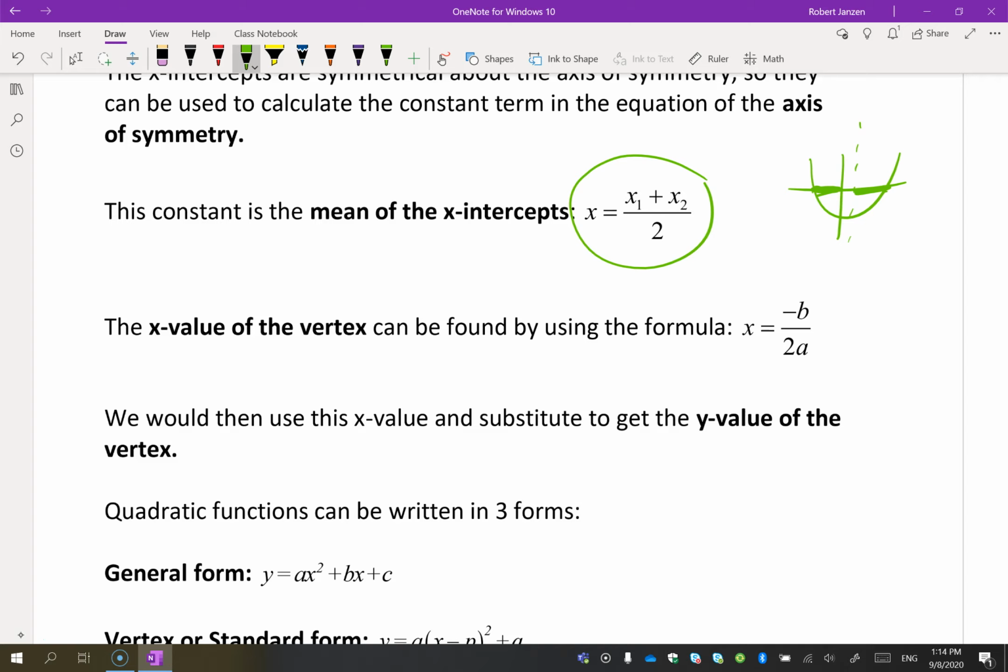If we don't know what those x-intercepts are, we could use the quadratic formula to find them. And if you simplify the quadratic formula, you get this formula right here. This is how you find the x value of the vertex when it's in general form. You take negative b over 2a. Because if you think about the quadratic formula, the plus or minus parts would cancel when you're adding them. So that's what we're going to use. And then to find the y value, we'll just substitute back into the equation.